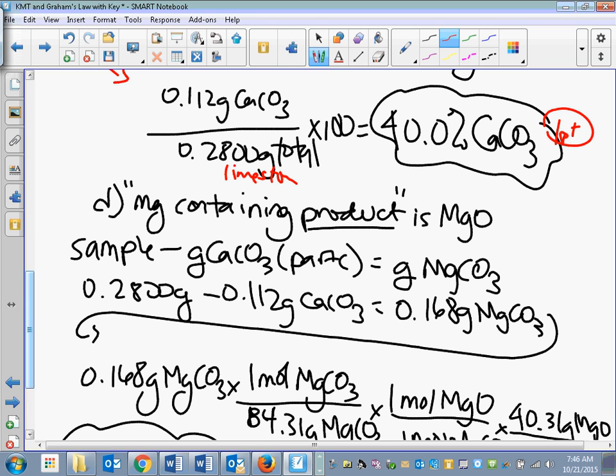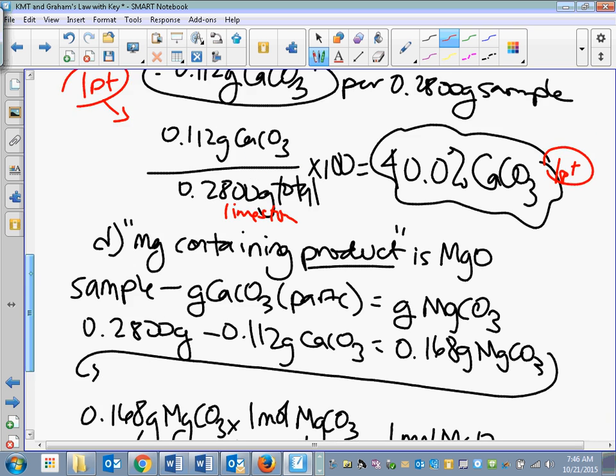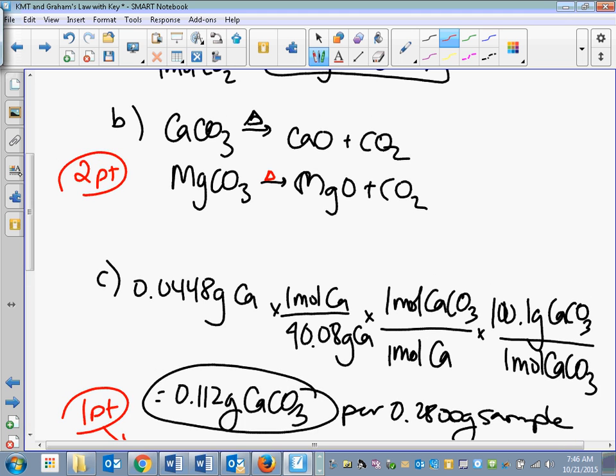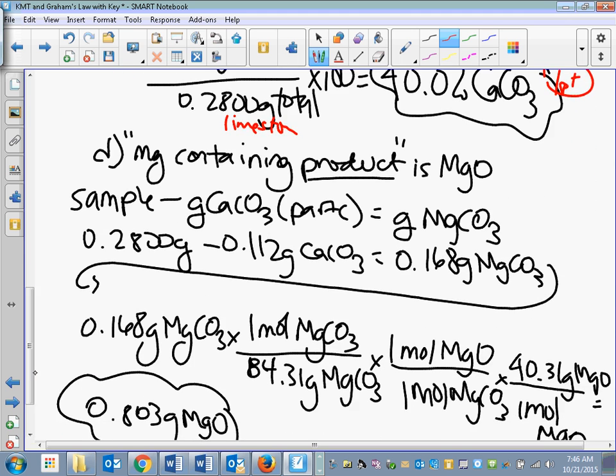Part D, who realized what they were asking for? When I said magnesium containing product, you just had to read between the lines. It's asking for magnesium oxide because that's the only product containing magnesium in that decomposition. So it's really asking for that right there. When you start with your information, the only thing you have left is the sample initial and the grams of the calcium carbonate that you just got in part C.